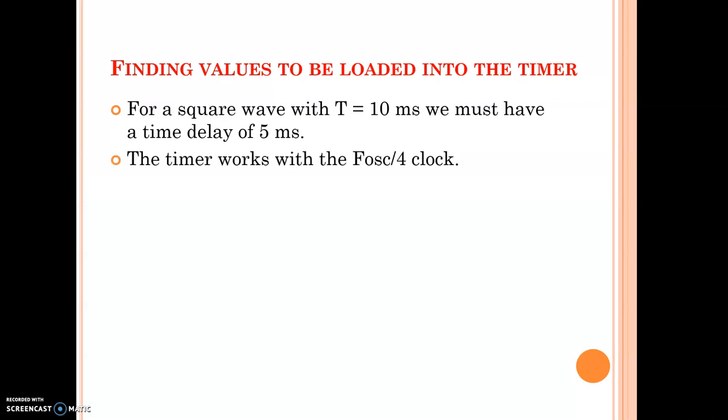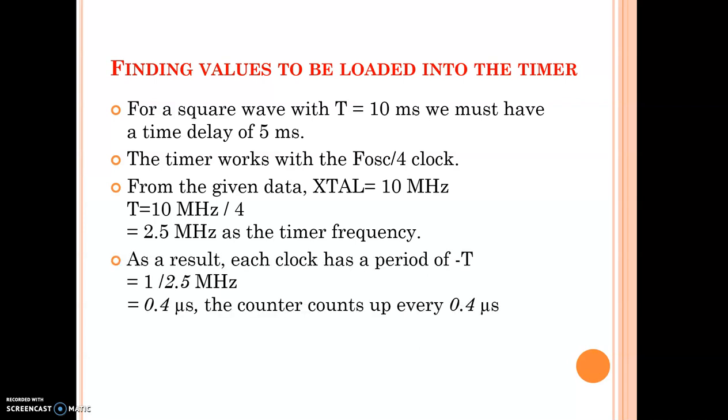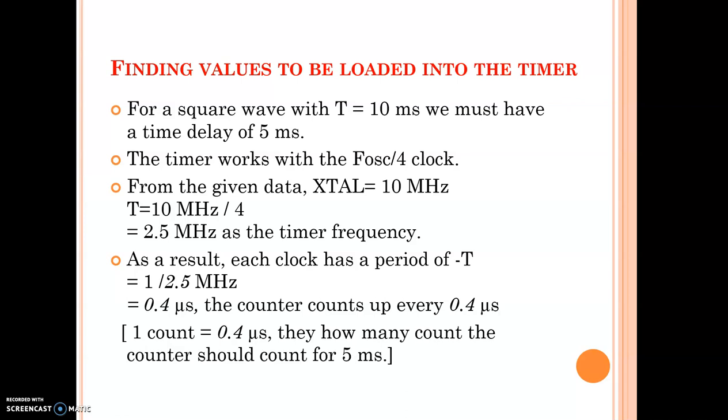The timer, as we know, works with oscillator frequency divided by 4. So from this we know that the timer frequency will come as 2.5 megahertz. As a result, the count goes up every 0.4 microsecond. So one count is equal to 0.4 microsecond. Then we have to calculate how many counts the counter should count for 5 milliseconds. That is what the problem statement is reduced to now.